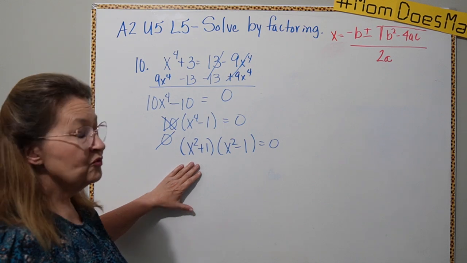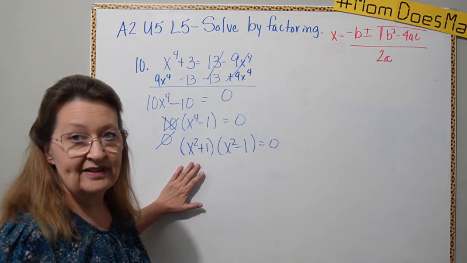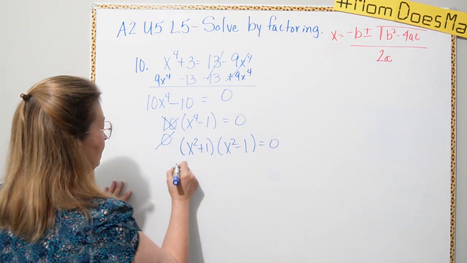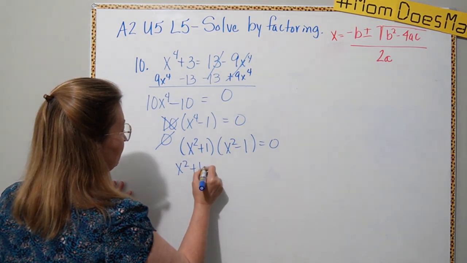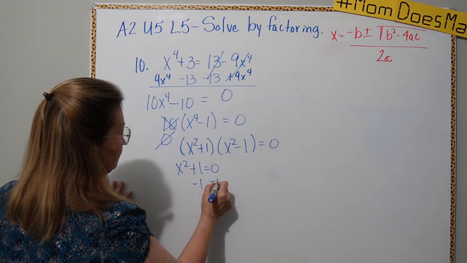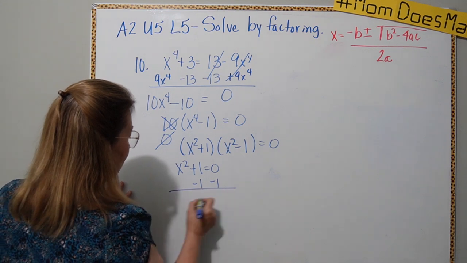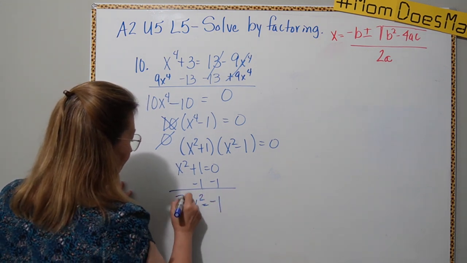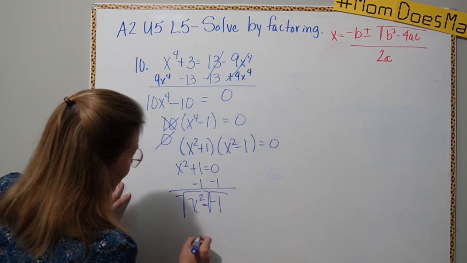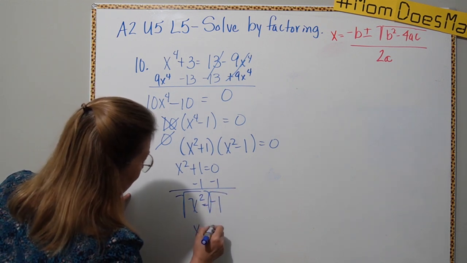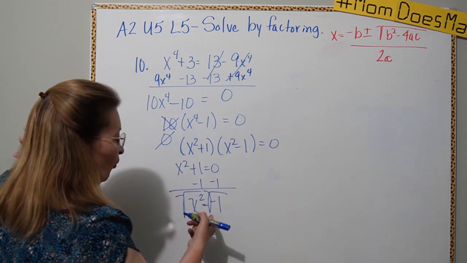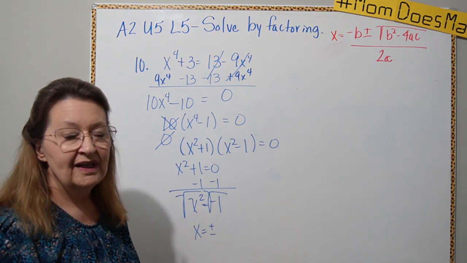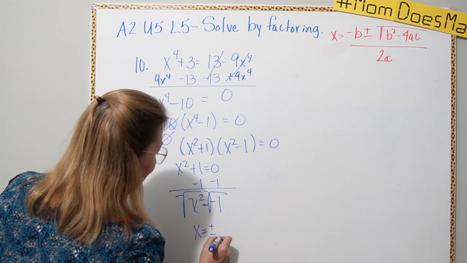Now, x squared plus 1, we know, can't factor. It's a sum of 2 squares, and we do not have a technique for that. So what we're going to do is just say x squared plus 1 is 0, subtract 1 from each side. So now I have x squared equals negative 1. I'm going to take the square root of each side. So I have x equals plus or minus. Now what is the square root of negative 1? Think of your patterns of i. Negative 1 just is i.